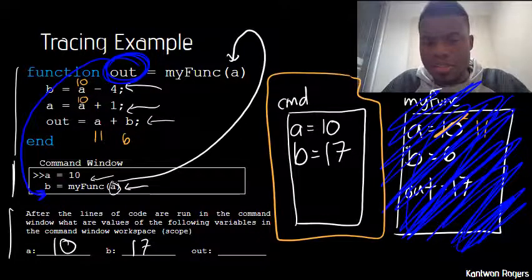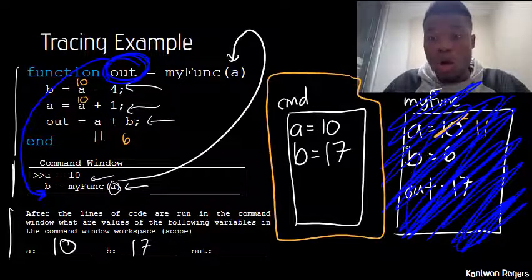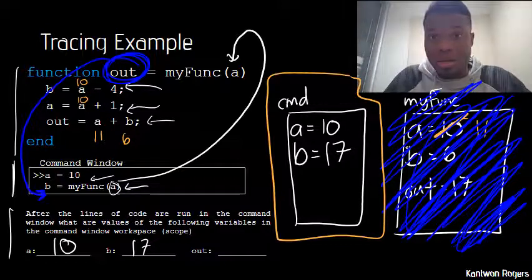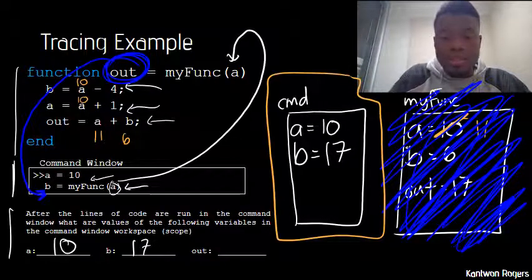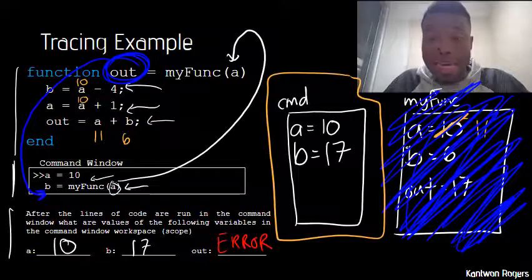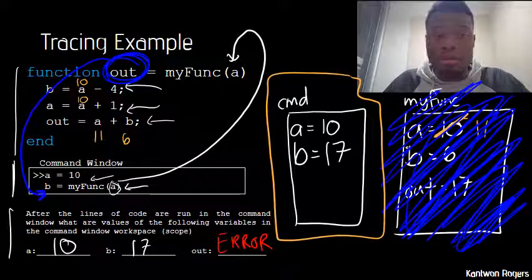So does out exist in our command window workspace? No, it was only a local variable that was inside of our function. So therefore, outside of that function, if we tried to ask for that variable, MATLAB doesn't know what you're talking about, right? So if we ask for out, this would give us an error. So anytime we try to reference a variable that doesn't exist, we get an error. So these are the basic steps in tracing through any tracing problem on any function.